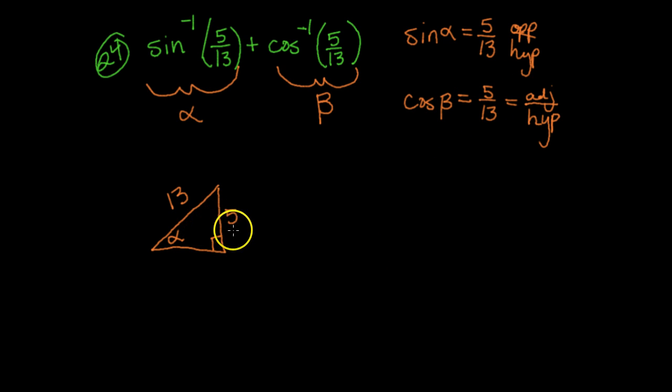Well, look at how convenient this is. If I use this angle and say, what if this is beta? Because it works, cosine of beta is adjacent leg over the hypotenuse. So what does alpha plus beta equal? Alpha plus beta is going to equal 90 degrees, because this 90 plus these two angles adds up to 180. But since we're dealing with radians, we're just going to call it pi over 2. So this answer is just pi over 2.